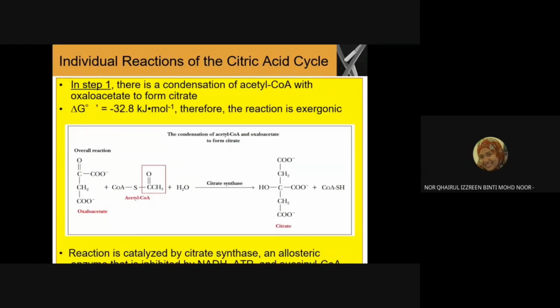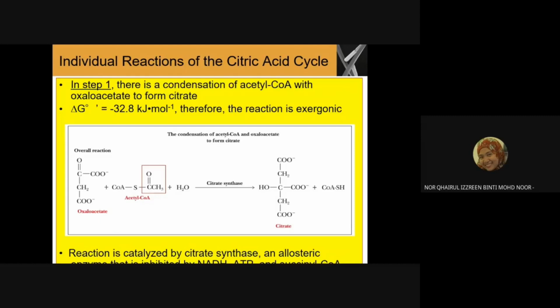So now we are going to look into the individual reactions of the TCA cycle. In the first step, there is a condensation of acetyl-CoA with oxaloacetate to form citrate. This reaction is basically an exergonic reaction, where it releases energy. For the overall reaction, oxaloacetate, a 4-carbon molecule, plus acetyl-CoA plus 1 molecule of water, catalyzed by citrate synthase, will produce citrate molecule plus coenzyme A-SH.